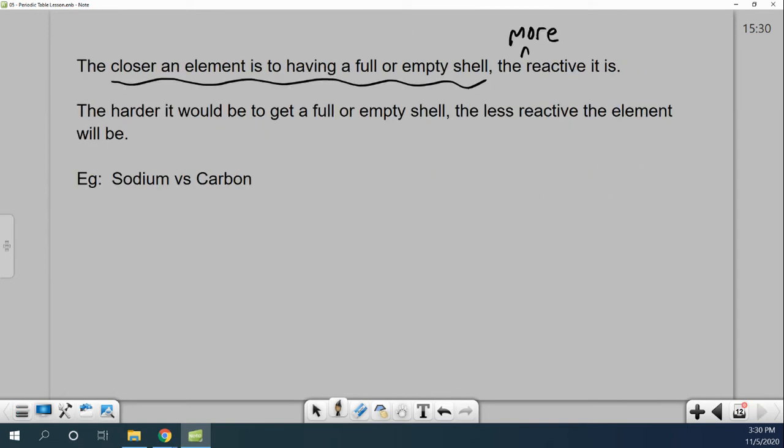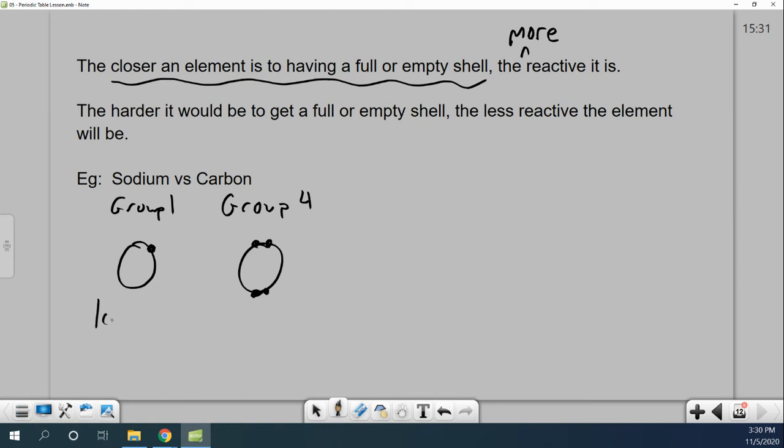So the harder it is for them to get their full or empty shell, so if they're halfway between full and empty, they're just not as reactive. They're a lot safer to handle. So for example, sodium versus carbon. Sodium is group 1. Carbon is group 4. If I were to look at its outside shell, sodium has 1. Carbon has 4. How do they get to 8?